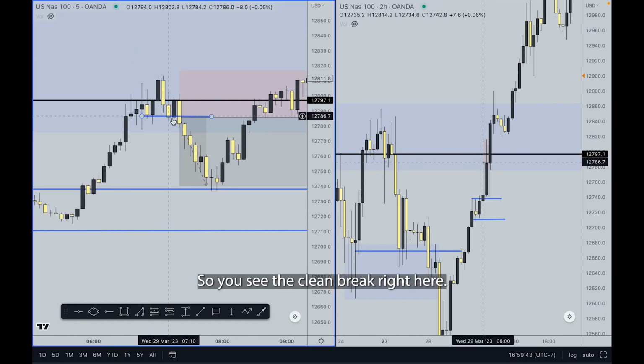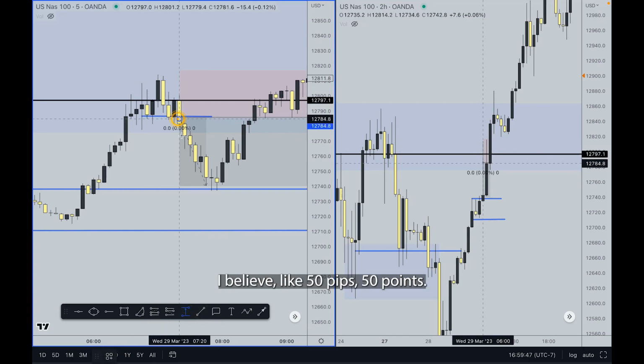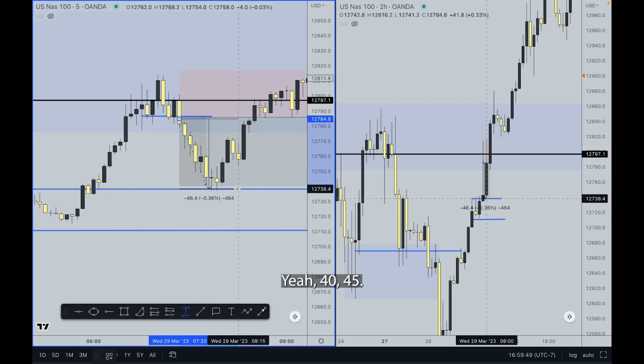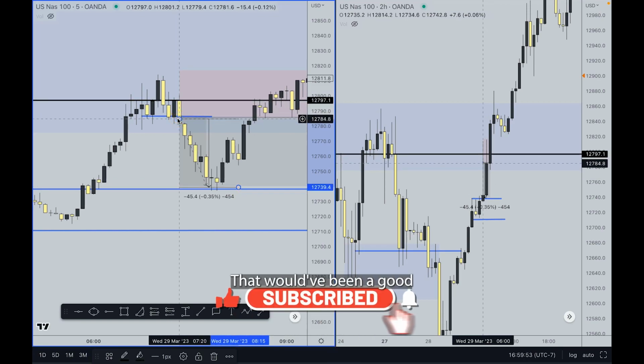So you see the clean break right here, you enter, and you could have caught this move, I believe, for like 50 pips, 50 points. Yeah, 40, 45, just like that. It would have instantly pushed in your favor, no drawdown. That would have been a good counter trend move, okay?